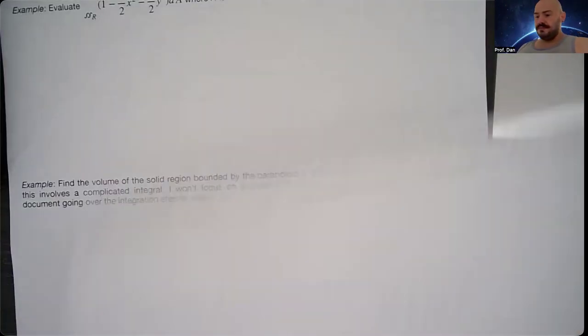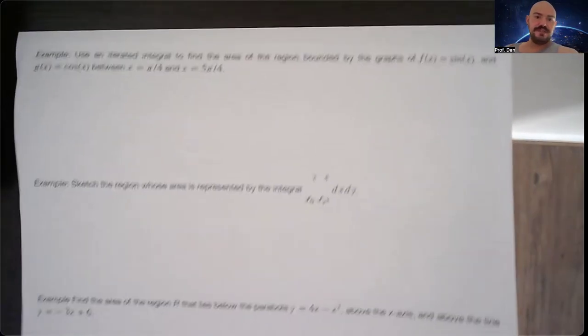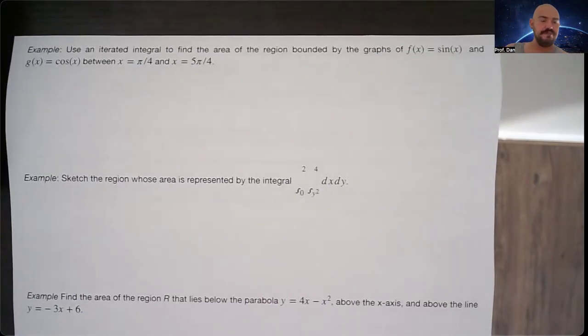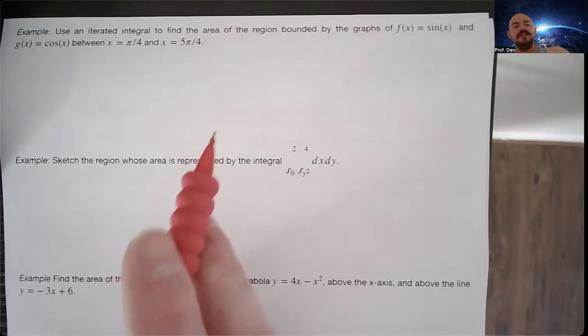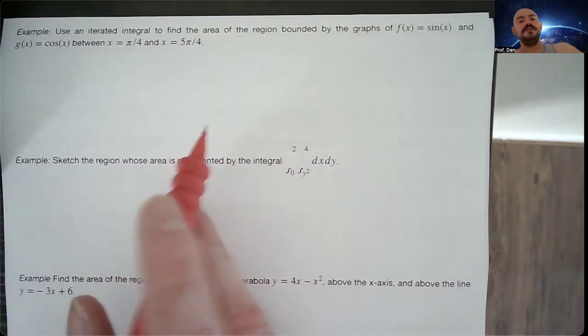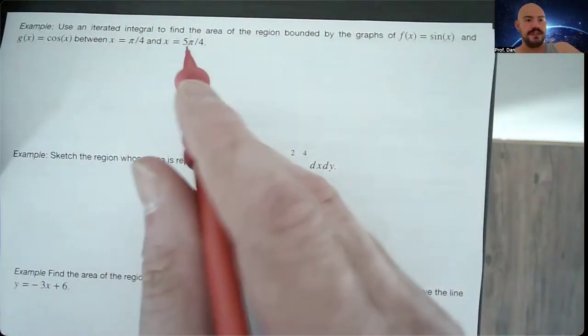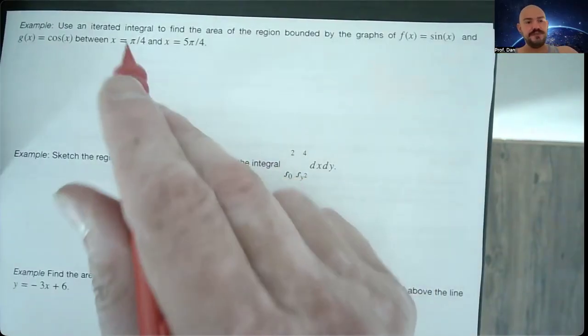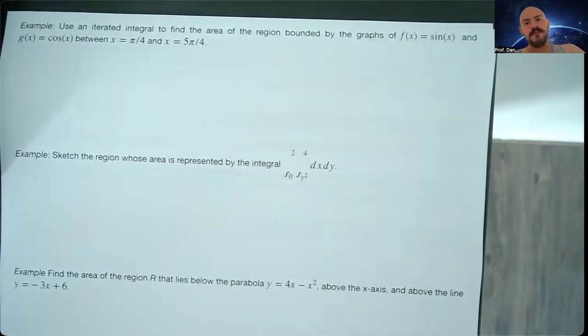So let's do a problem that is slightly more interesting. So we want to use an iterated integral to find the area of the region bounded by two trig functions, specifically between these values of x.